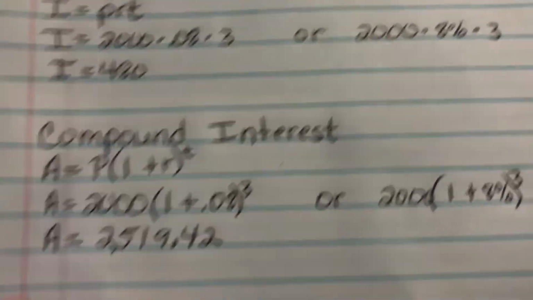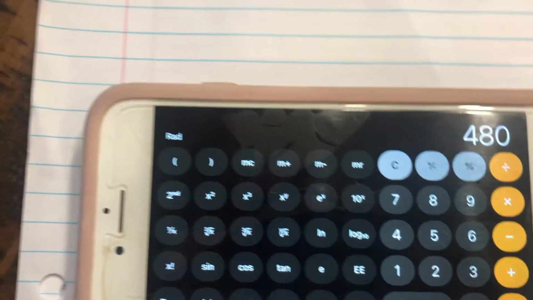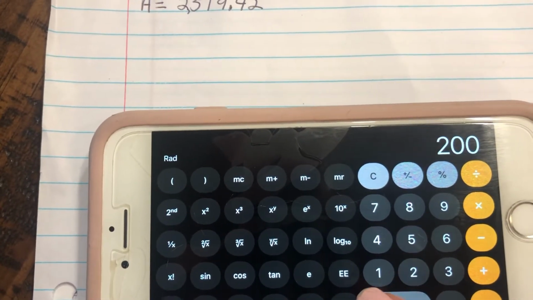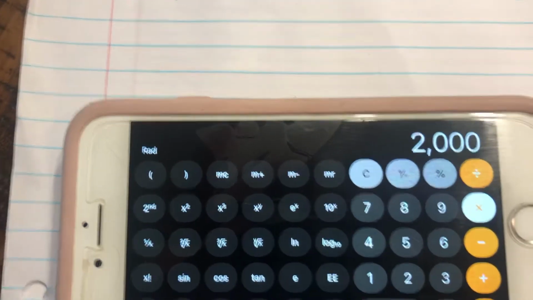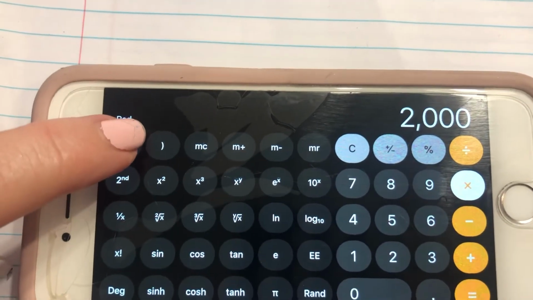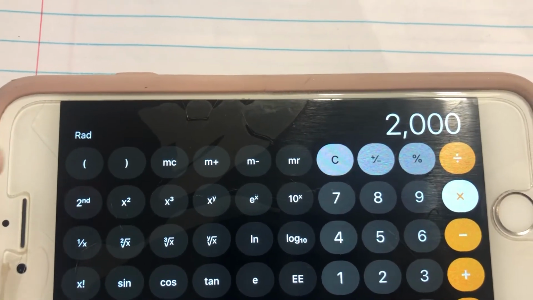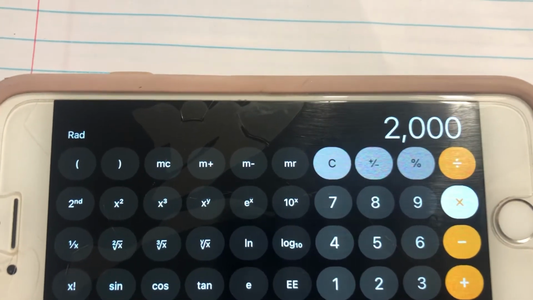Now I want to show you on your phone calculator how to do this. Again, let me clear it out: 2,000 times, and you have to put the parentheses in. So I'm going to push this parenthesis, and you'll notice nothing changes up by the number. I pushed the parenthesis, but I don't see a change yet, but it did what it's supposed to do.